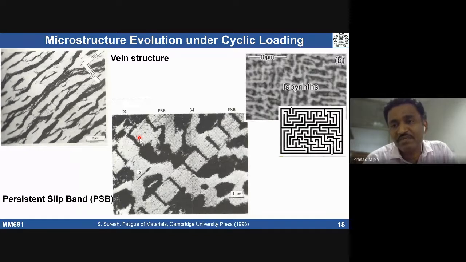Then the labyrinth structure: if you go to a higher amount of strain, we see formation of this kind of structure. It's called a labyrinth kind of structure, where you start, where you end, one has to see. That kind of structure will be seen if you go to higher amounts of strain in the material under cyclic loading conditions. So I'll stop it here. We will discuss what factors can lead to crack initiation and how the crack is going to propagate under cyclic loading conditions. In the next class, we'll discuss crack initiation, crack propagation, and cyclic loading conditions.